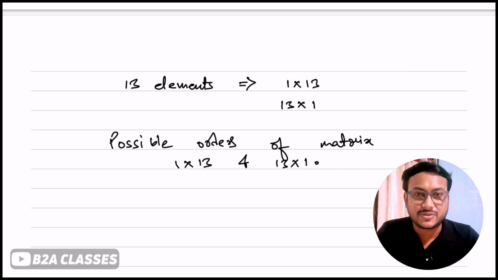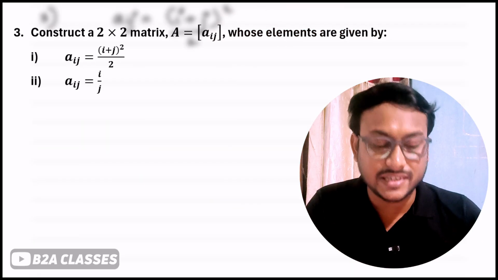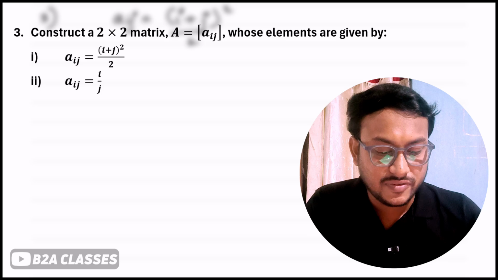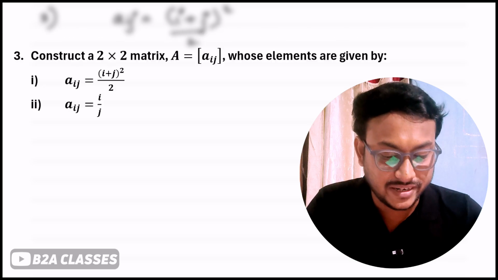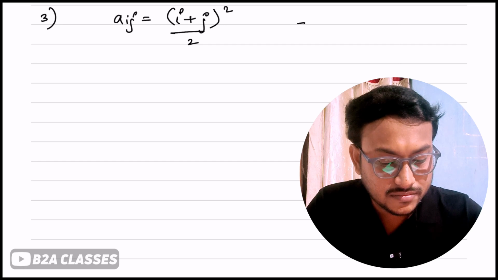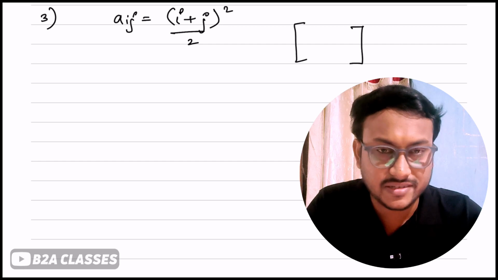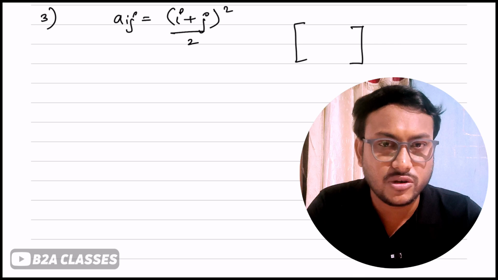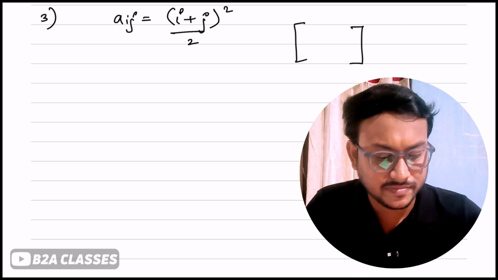Now we'll move on to the next question. So the next question is displayed on the screen. We have to construct a 2 by 2 matrix. First we will write the general form of a 2 by 2 matrix. So a 2 by 2 matrix means this is a square matrix and there will be 4 elements in the matrix. 2 by 2, 2 into 2 is 4, so there will be 4 elements in the matrix.